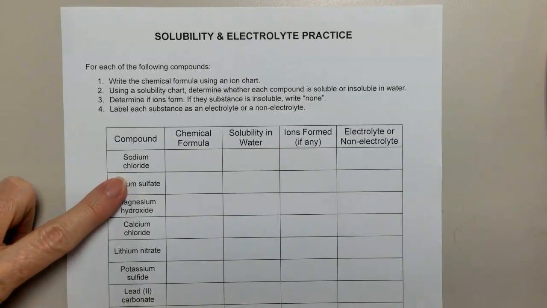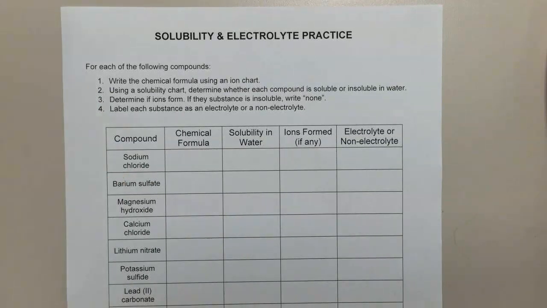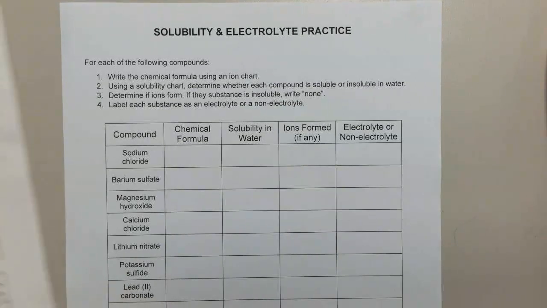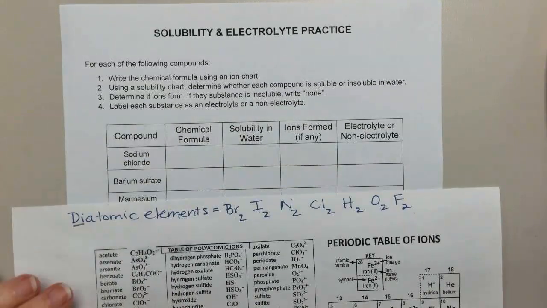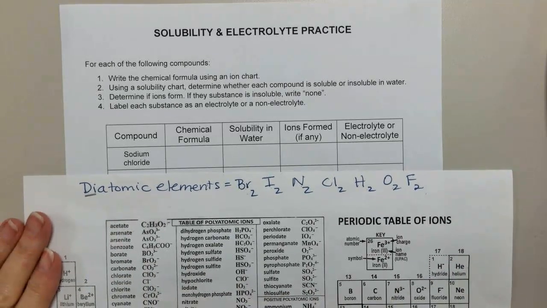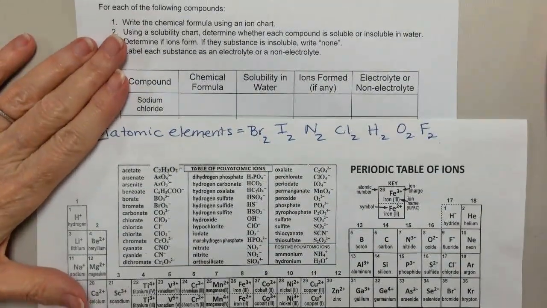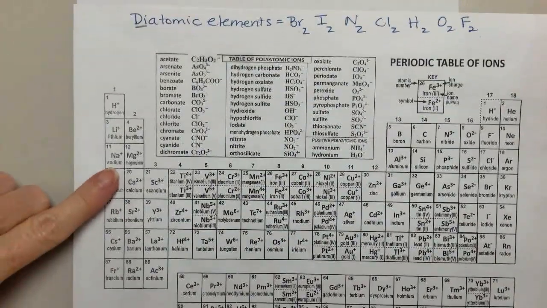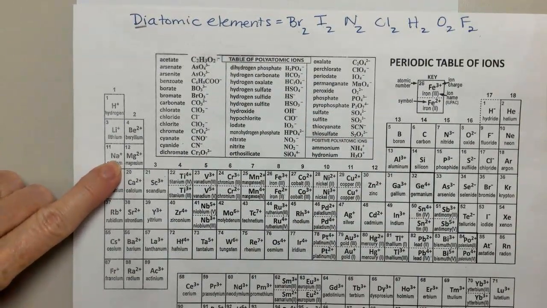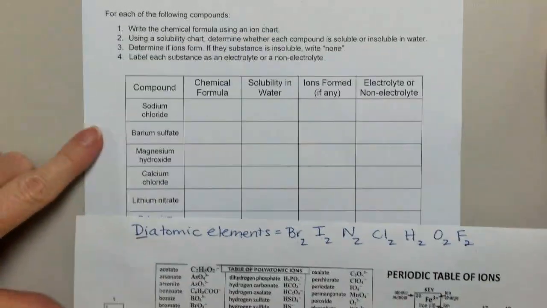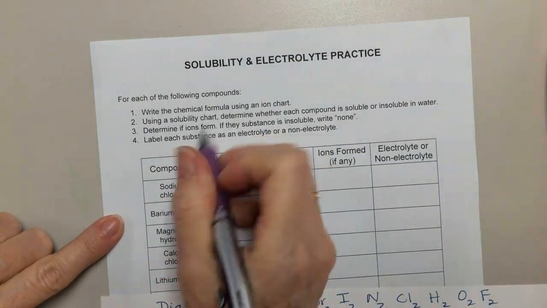All right, first, we're going to write the chemical formula using our ion chart. So let's go to compound number 1, sodium chloride. So what's the chemical formula for sodium chloride? Okay, bringing it back to first semester stuff here. Okay, sodium. Let's find him on our ion chart. He's here. He has a charge of +1, so I'm going to write that out here.